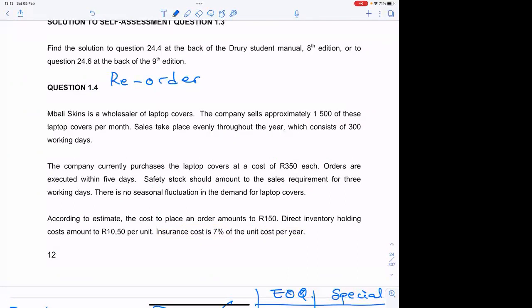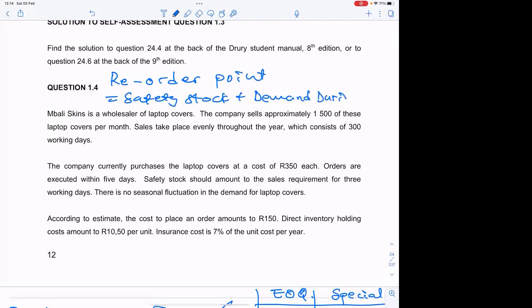So if we know that the lead time, or the time between ordering and receiving the goods, is 5 days, we need to make a provision for those 5 days. Do we understand? So our reorder point is equal to the safety stock plus the demand or usage during lead time. Is that clear? It is the safety stock plus the demand during the lead time.